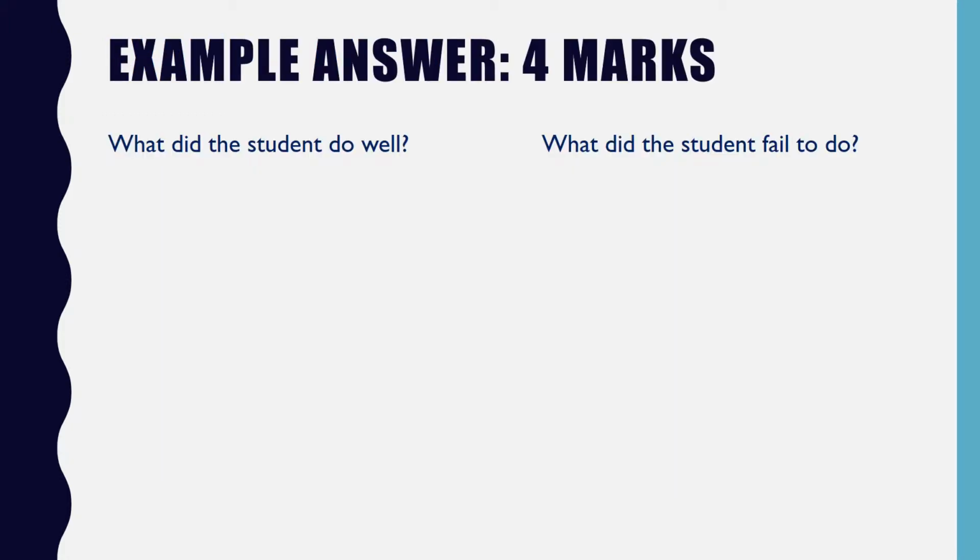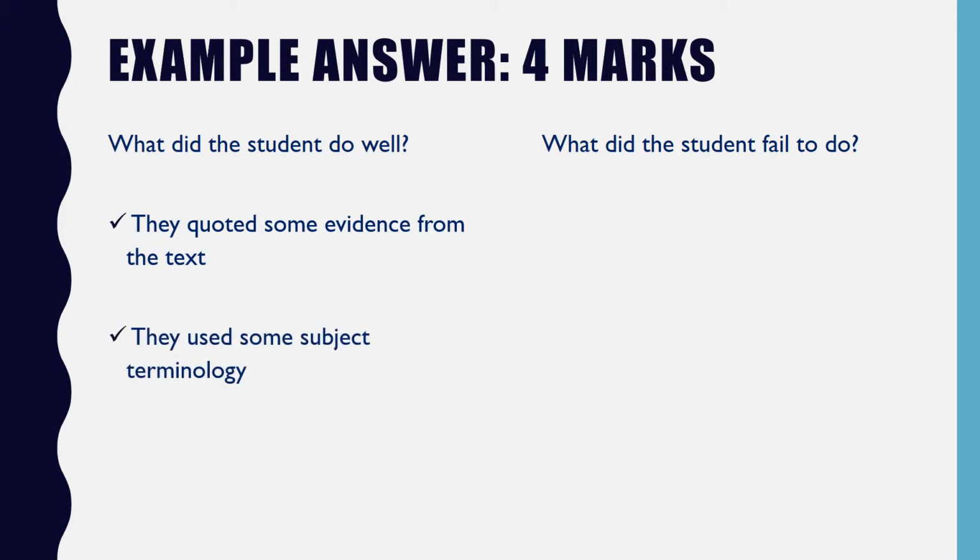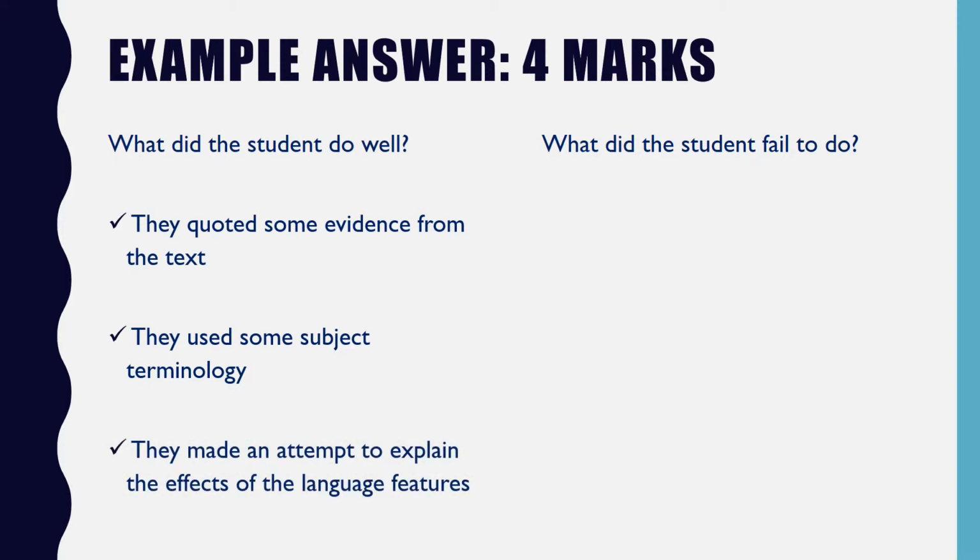So, let's recap the 4-mark example answer. What did the student do well? Firstly, they quoted some evidence from the text. Secondly, they used some subject terminology. And thirdly, they made an attempt to explain the effects of the language features.